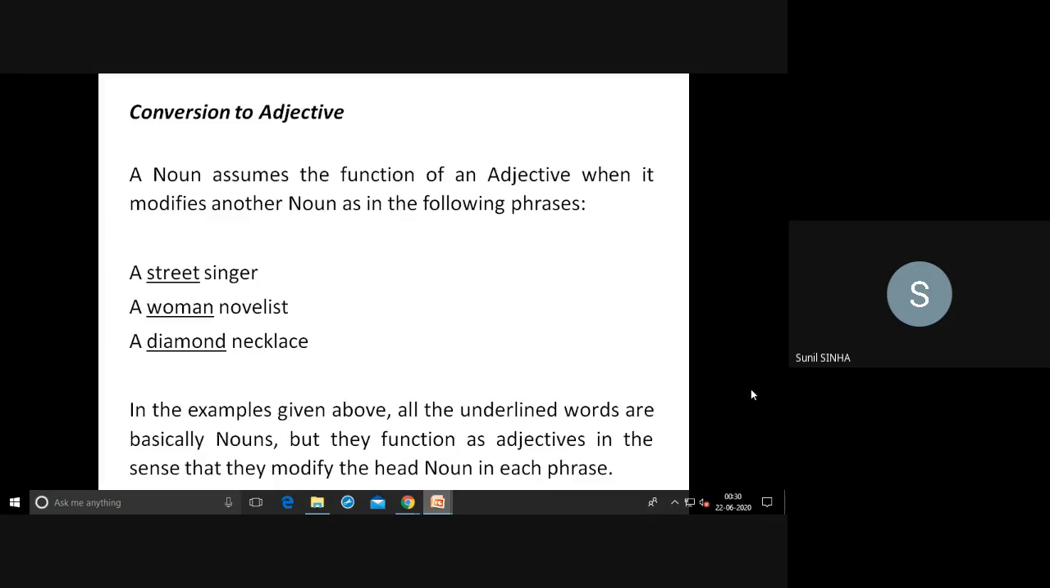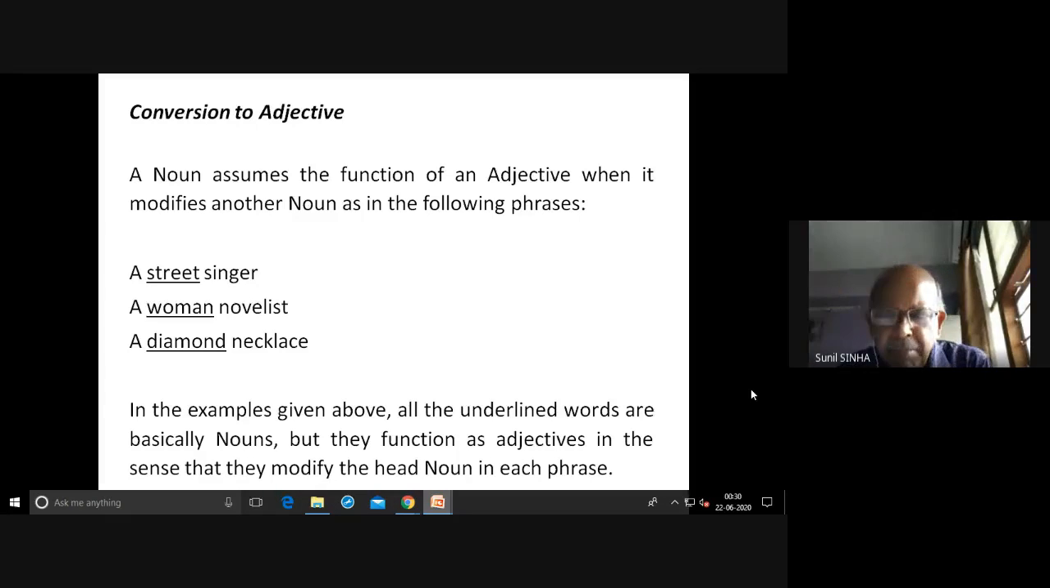This is not a very productive process, that all the auxiliaries can be converted to a noun. It's not possible, but must, and like have. Have can also be used as a noun. The haves and the have-nots. The haves means those persons who have something. But must is a fine example of an auxiliary which is converted to a noun.